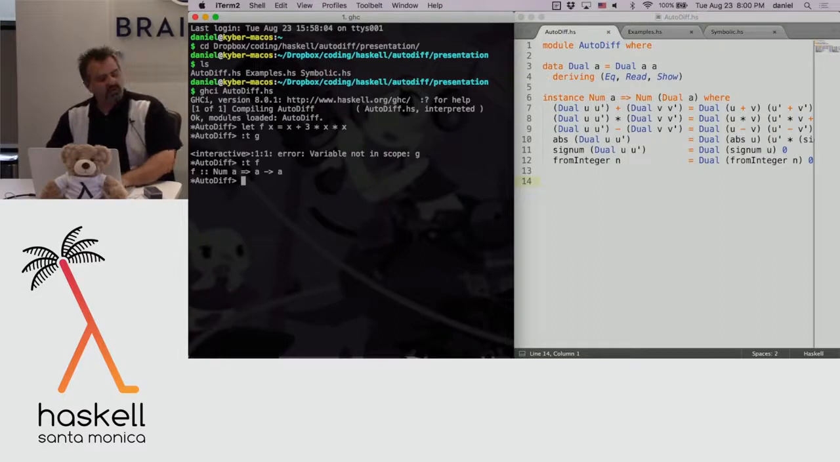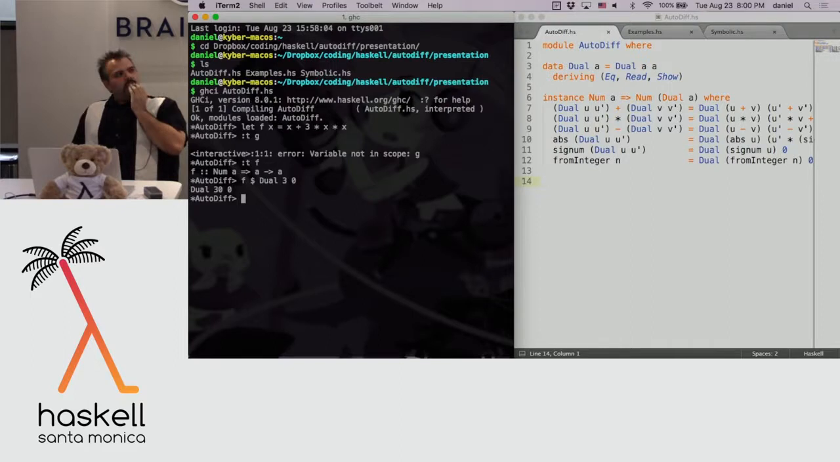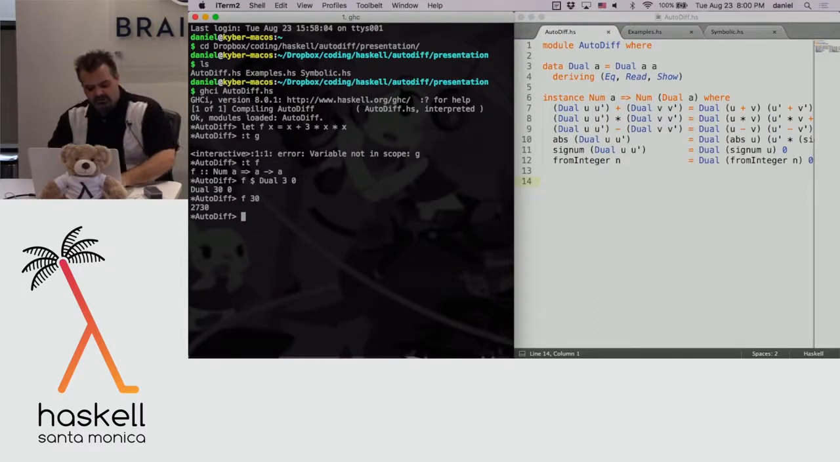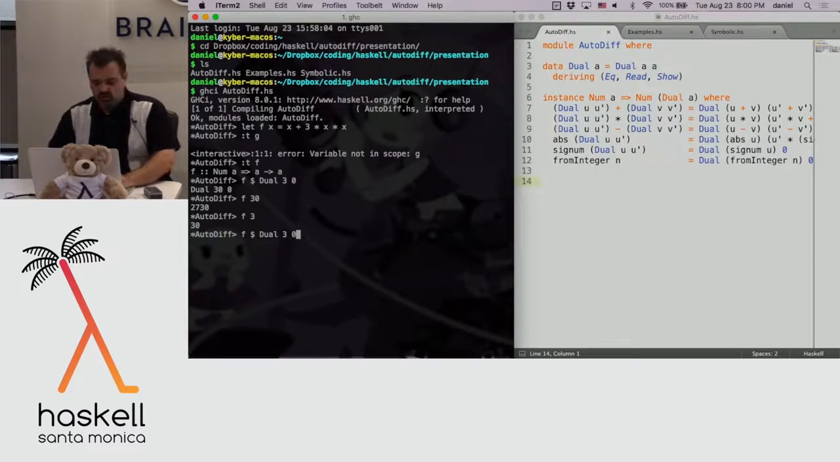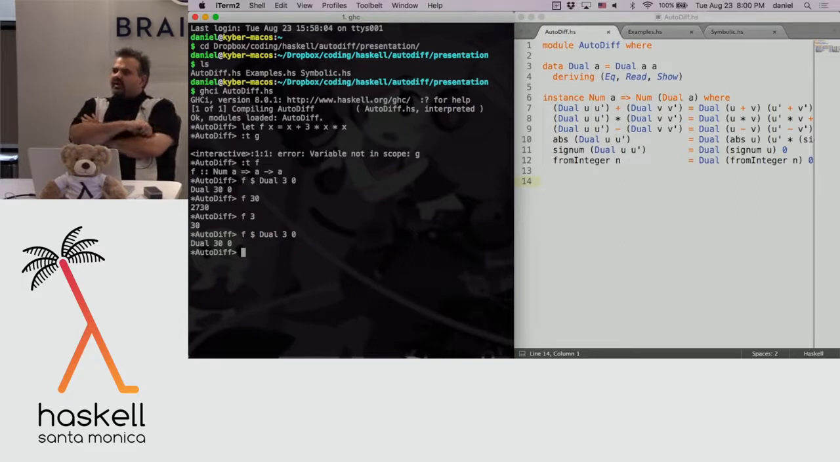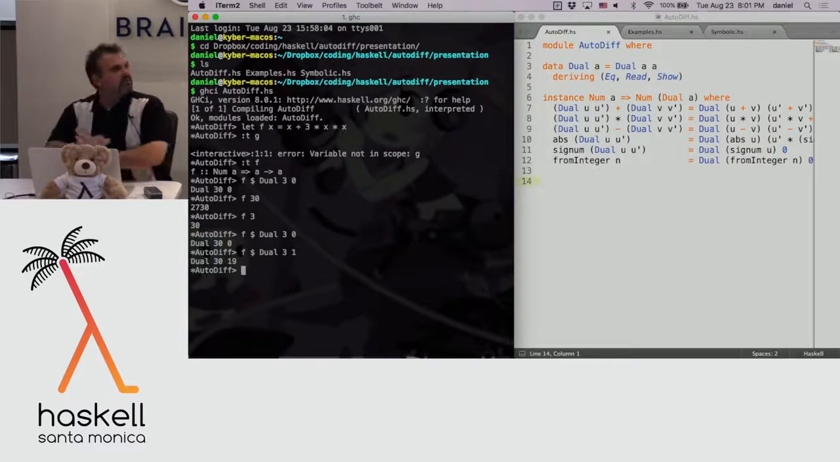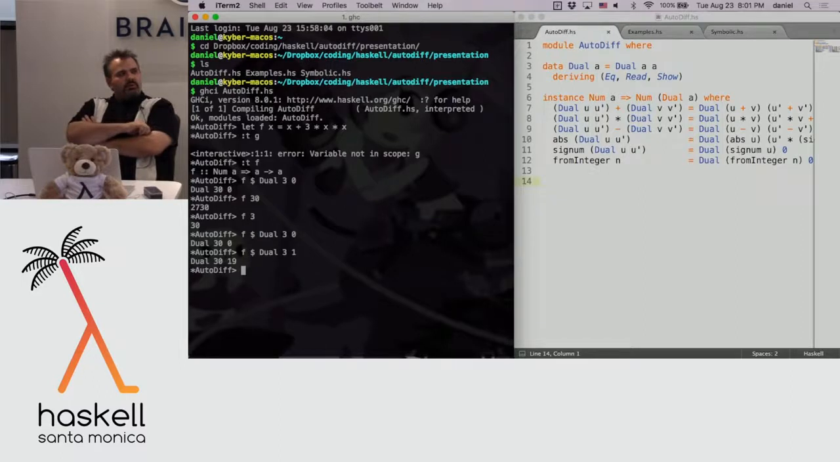Okay. So let's take f and apply it to dual 3, 0. I got dual 30, 0. What's the 30 doing? What if I did f of just 3? We just did f of 3. That's 30, right? So f of dual 3, 0: the 30 is the function value. And then the 0, what is that? That's weird. Well, what if I do f applied to dual 3, 1? And we get dual 30, 19.